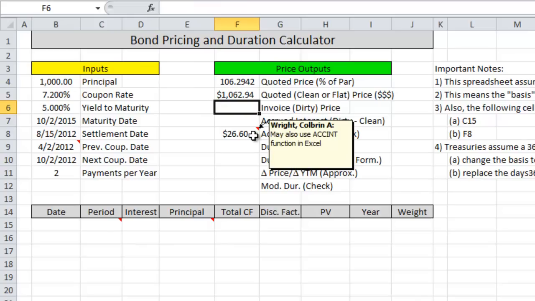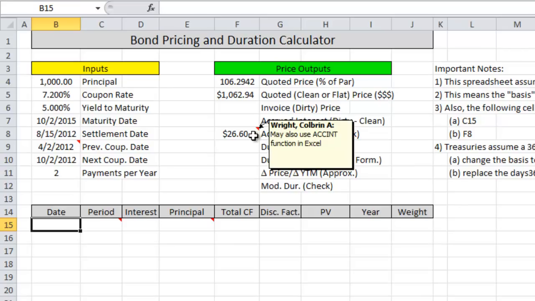So I'm going to delete that and we're going to calculate our own invoice or dirty price. Keep in mind, before we get going, that the price of a bond is nothing more than the sum of the present values of all of the expected future cash flows. So it's really only a 3 or 4 step process.